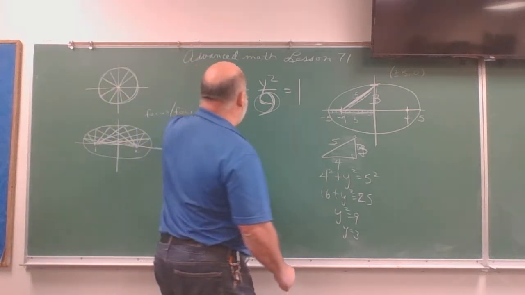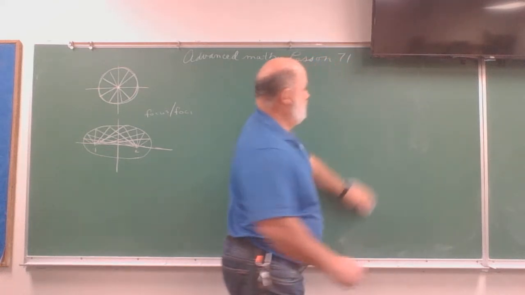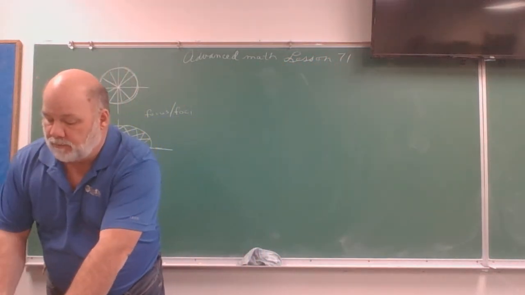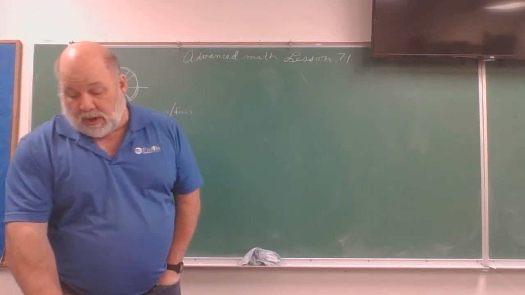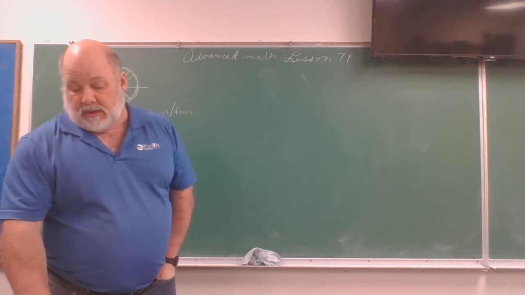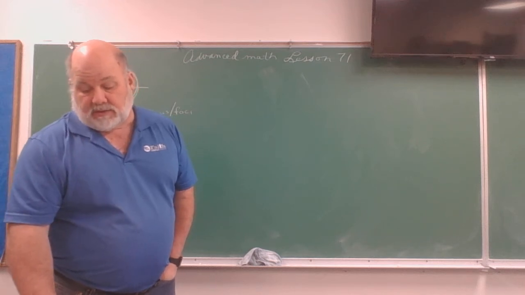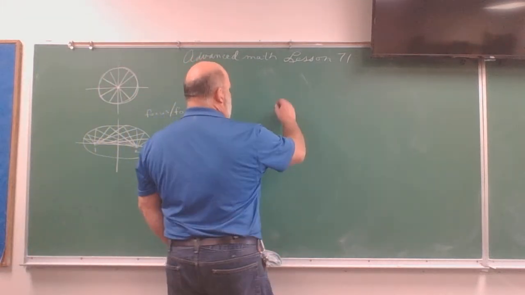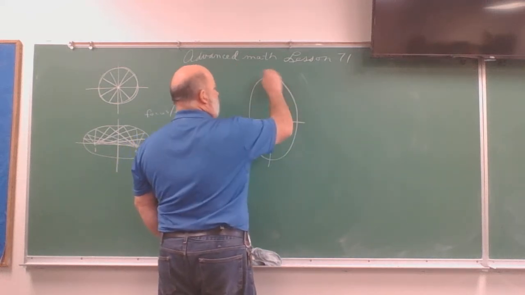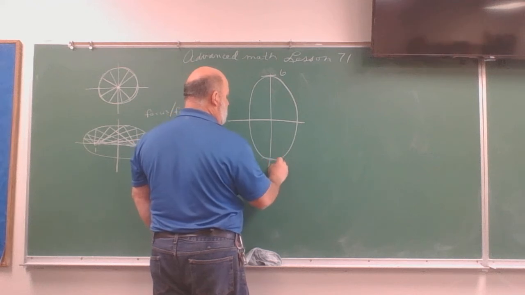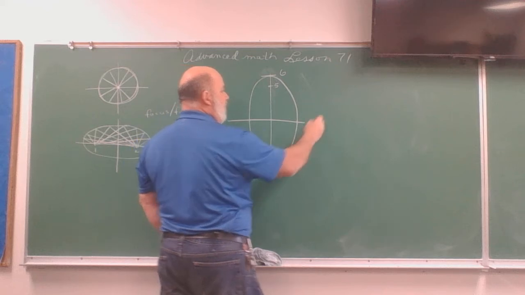Let's do another. There are 3 of them in this lesson. The second one, on page 354, top of the page says, write the standard form of an equation of the ellipse with vertices at 0 plus or minus 6 and foci at 0 plus or minus 5. So this is going to be an ellipse like this. We're up here at 6 and negative 6, and my foci are at 5 and negative 5.